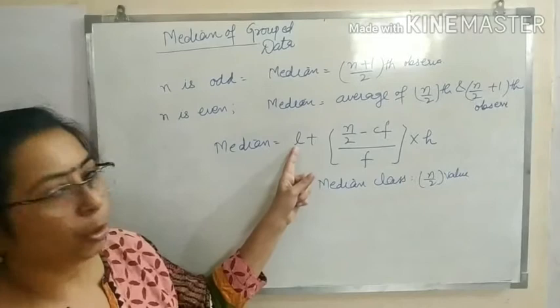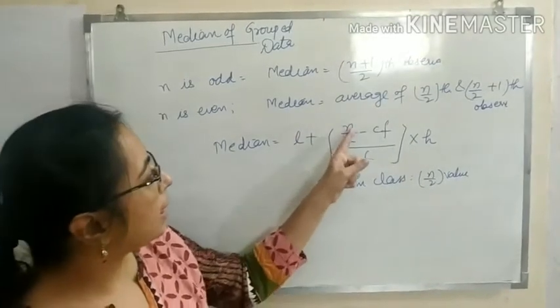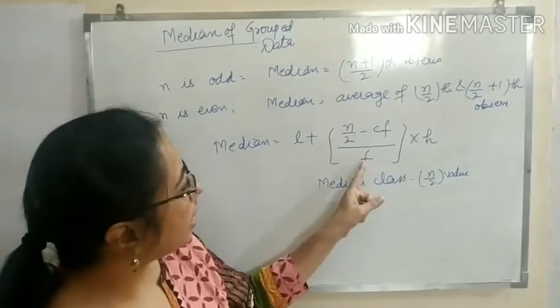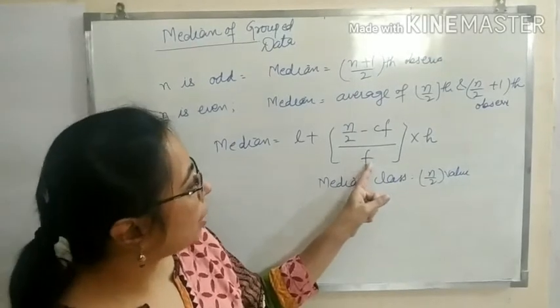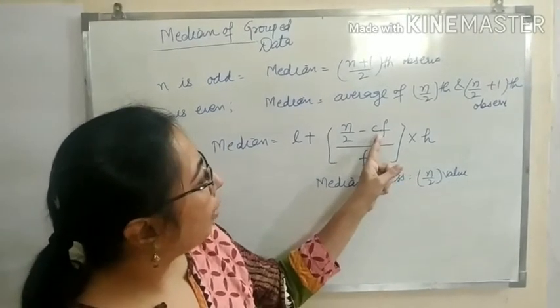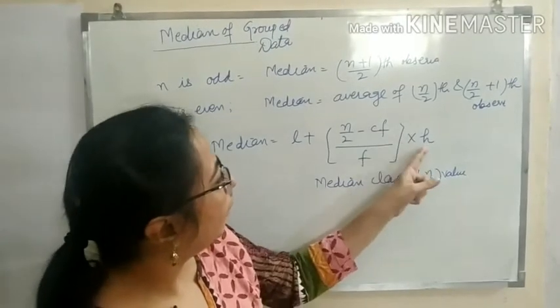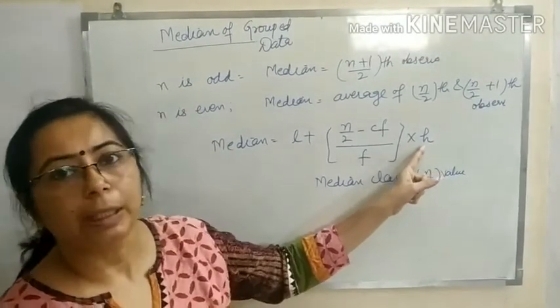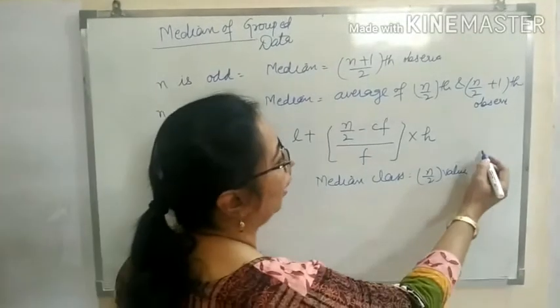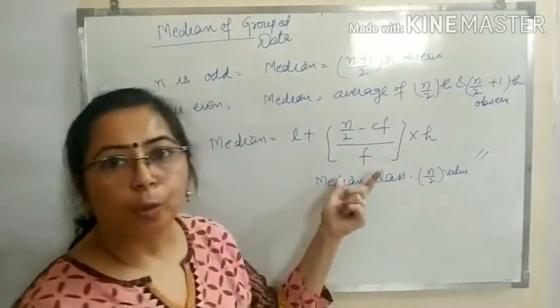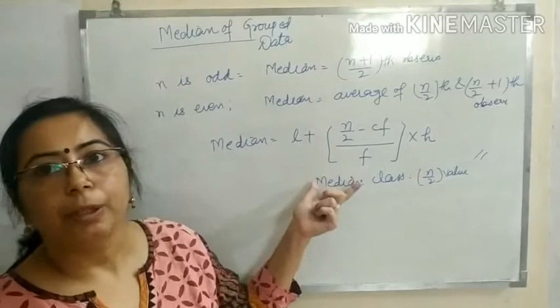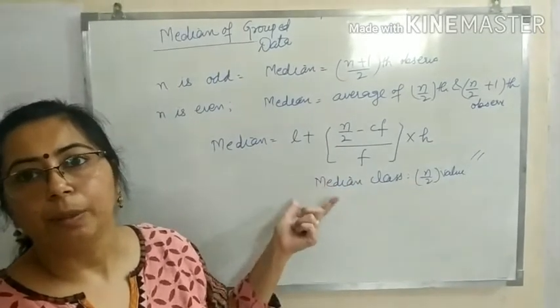L stands for the lower limit of the median class, n is the total number of observations, f stands for the frequency of the median class, CF is the preceding value of the cumulative frequency, and h stands for the class size. Using this formula we will find the median for grouped data. It will be more clear with the question, by doing the sum.